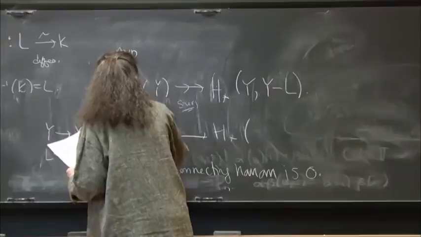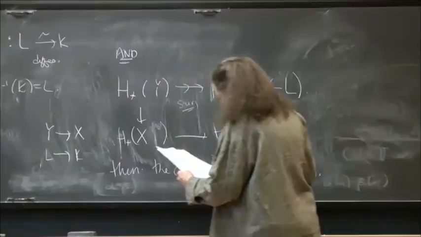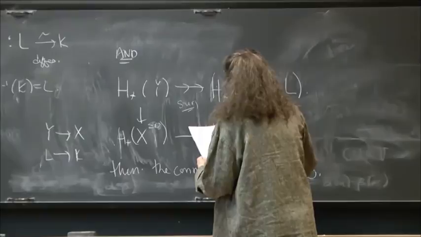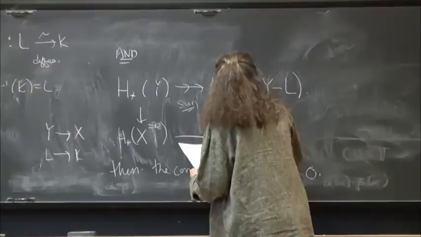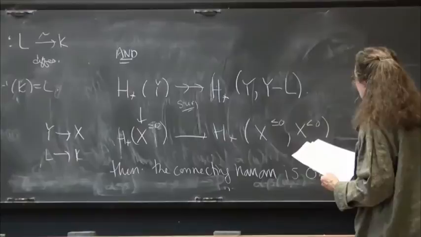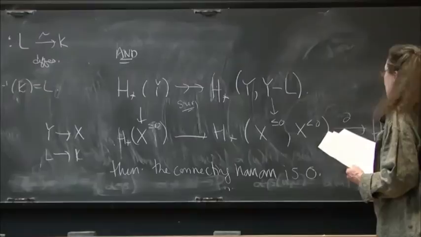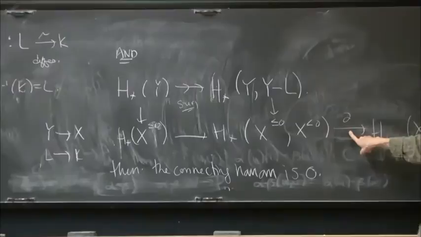I could even say X less or equal to 0 here, although, well, it's not necessary. Well, yeah, okay. So this is X. And here's the connecting homomorphism. The connecting homomorphism is down here. So this is the map from H star minus 1 of X less than 0. So this is the thing we want to show is equal to 0.